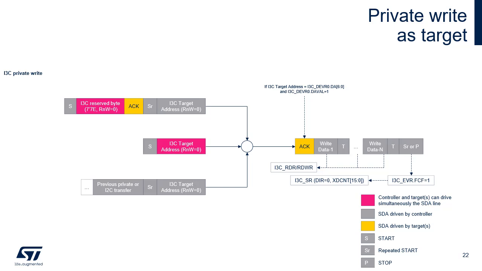Each target compares the target address with its assigned address. DA-val bit set indicates that dynamic address is valid. When a match occurs, the target acknowledges the request and prepares to receive data bytes.